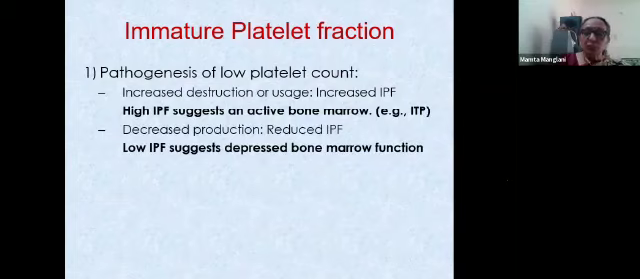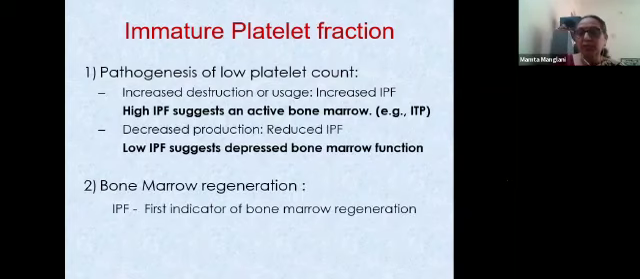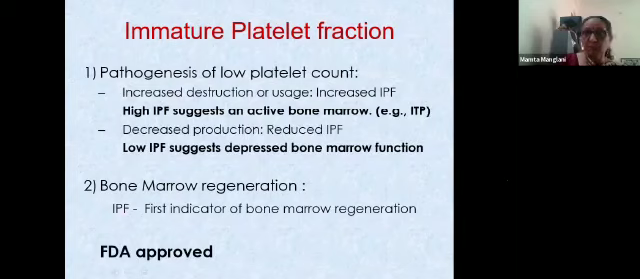When there is bone marrow regeneration happening, for example, a patient who is now engrafting, the first indicator of marrow regeneration will be increased IPF. So it's a very good indicator. It's an FDA approved parameter now on the counters to be used for looking at these aspects.